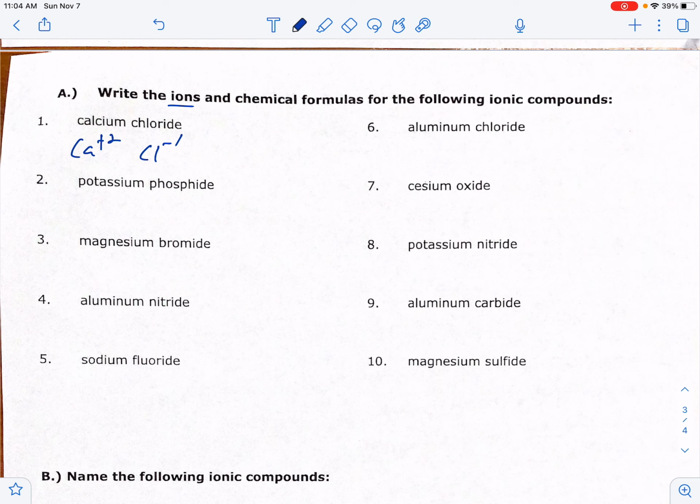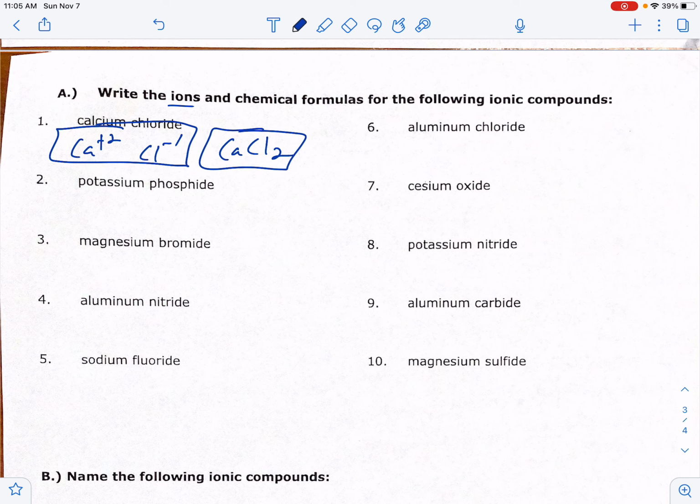Okay, so again, use your periodic table, make sure you know your charges, and that just makes things so much easier for this unit. Now, I can see they're not balanced, so you can crisscross. So that means I only need 1 calcium and then 2 chlorines. And there's your answer right there. So here's my first answer, my ions, and here's my second answer, my actual formula.